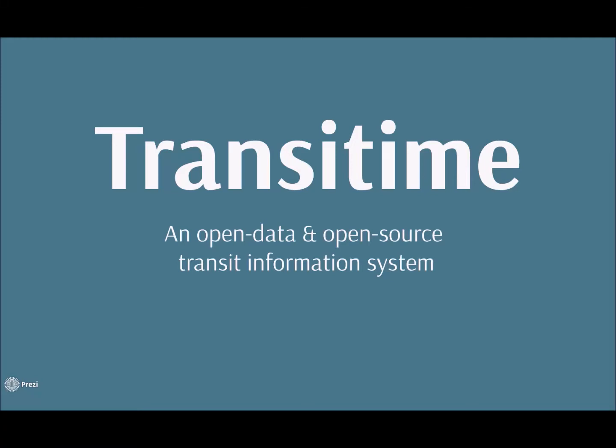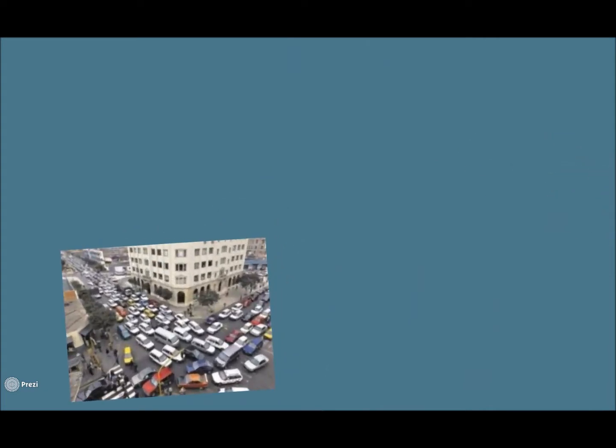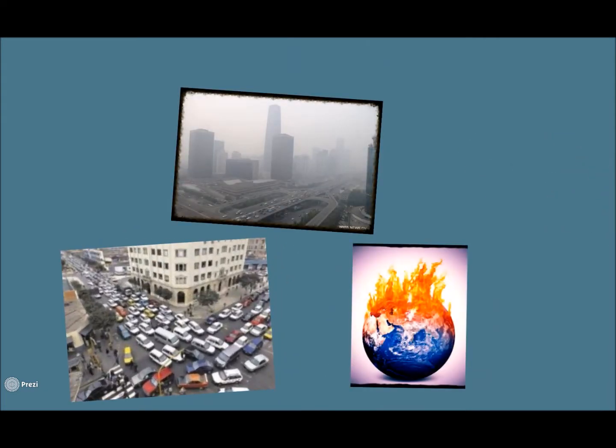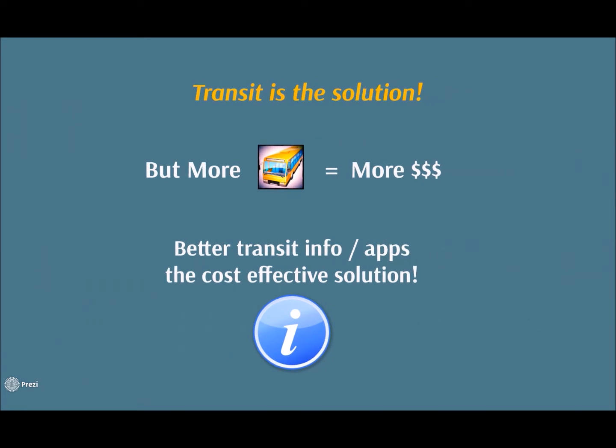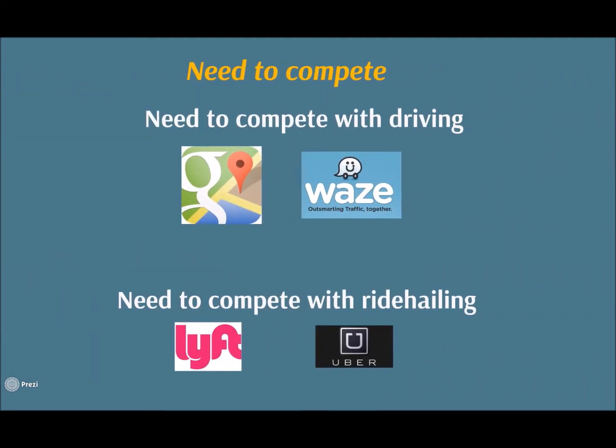Transitime, an open data and open source transit information system. Our cities are faced with congestion, with pollution, and with climate change. Transit is a solution for these issues, but running more buses costs more money. Better transit info and apps is a cost-effective solution. And we need transit to compete with driving and with ride-hailing, which already have great apps.